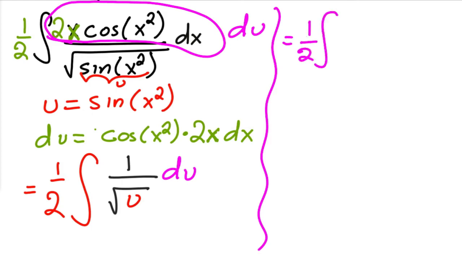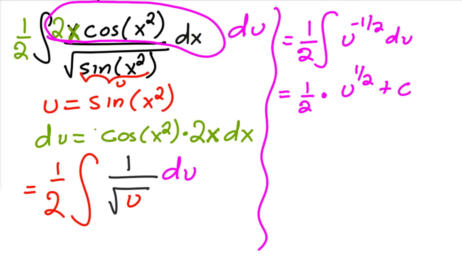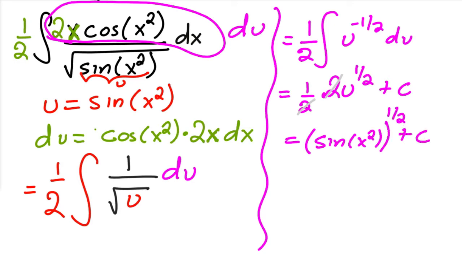Okay, so this is equal to 1/2 the integral of u to the negative 1/2 du. So this is 1/2 times u to the positive 1/2 times 2, plus c, which is almost exactly like the one we just did. And so, the last part anyways, get rid of those 2's, and that would give us sine of x squared, all to the 1/2, and then plus c. That's it.